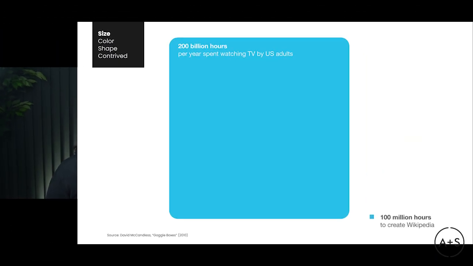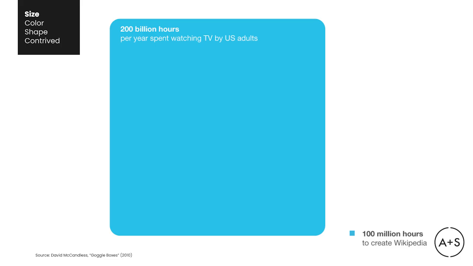The use of various sizes of objects on a page can be attention-grabbing. The greater the contrast in size, the more likely it is that the objects will catch the viewer's eye. This visual representation of size contrast, created by David McCandless, displays a stark comparison between the average time American adults spend watching television in a year and the time it took to create Wikipedia. A great deal of information is communicated simply by using different sized objects.